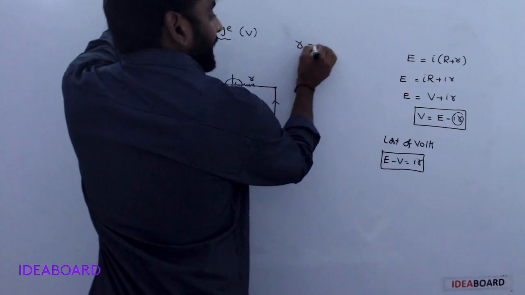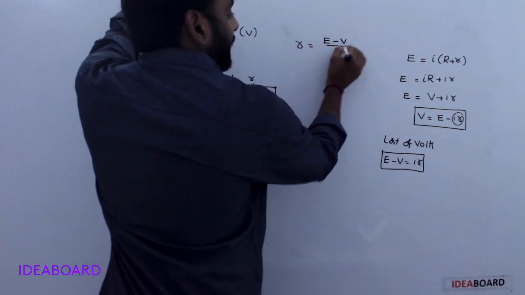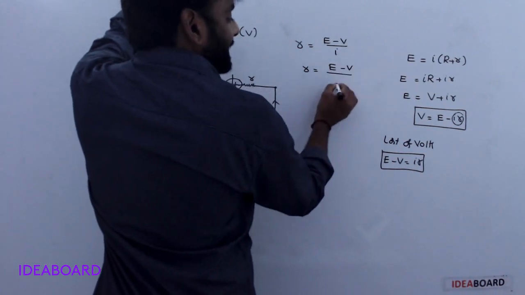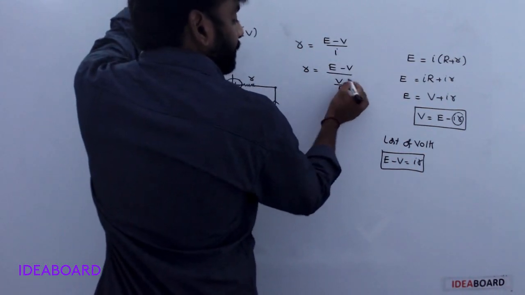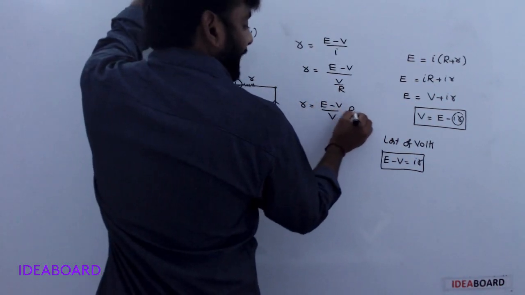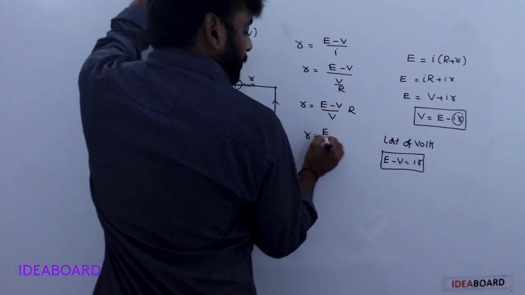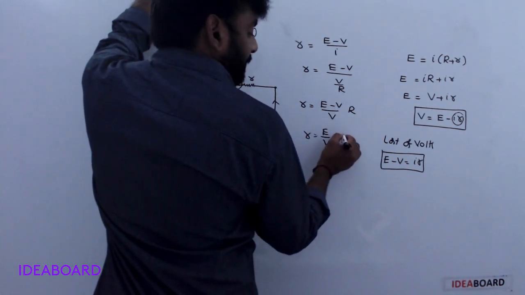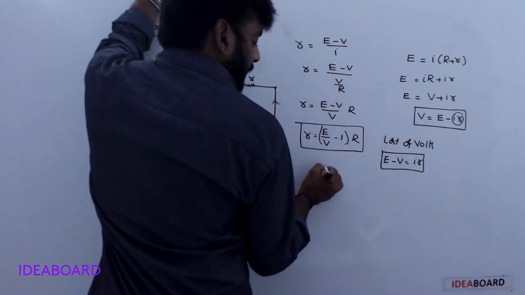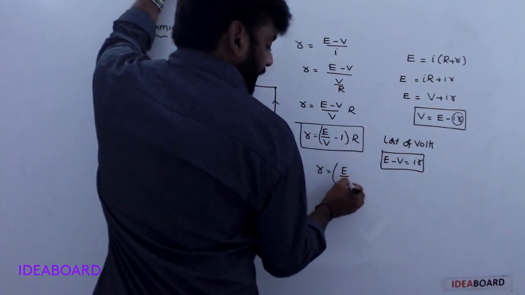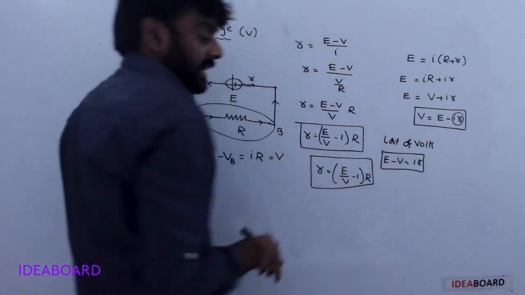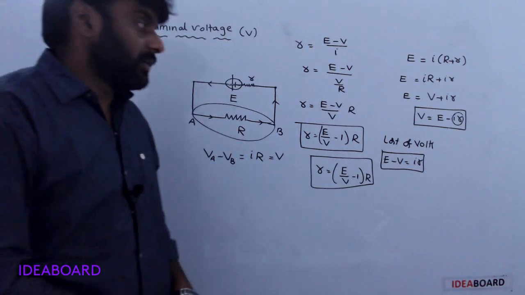See, internal resistance r is written as (E minus V) by I. E minus V by I, you write as V by R. So r equals (E minus V) by V into R, r equals E by V minus V by V, that is 1, into R. So r is equal to (E by V minus 1) into R. This is the internal resistance formula.